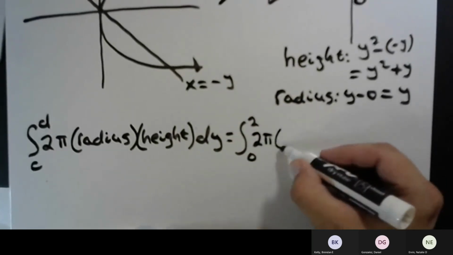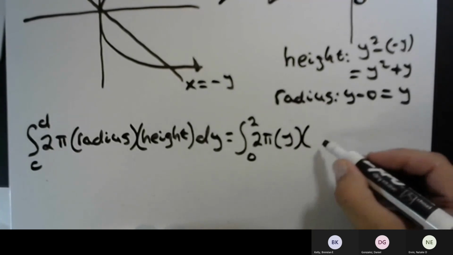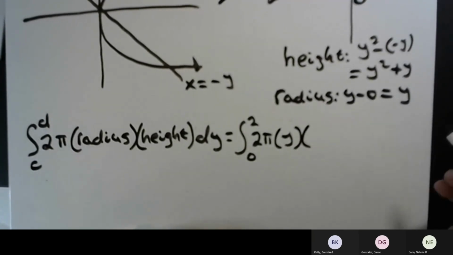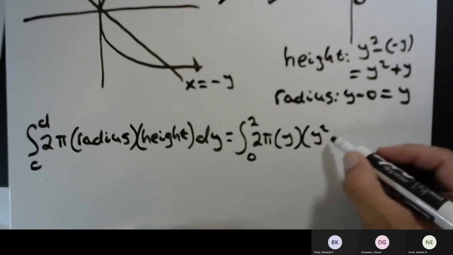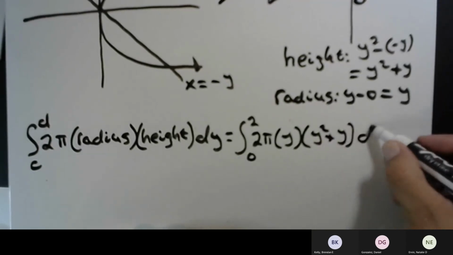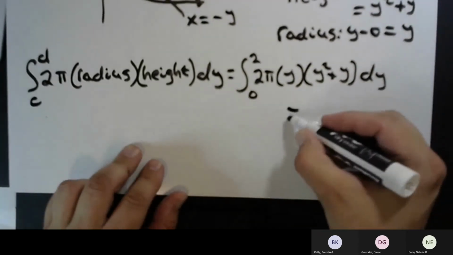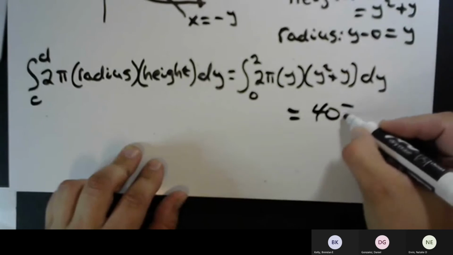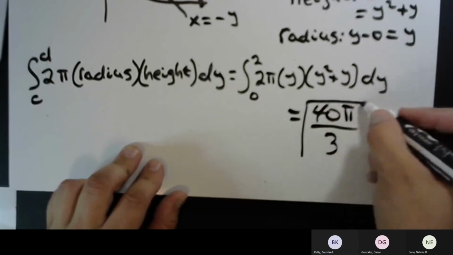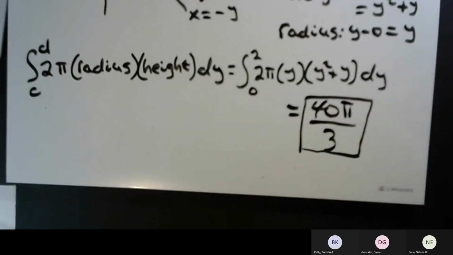Two pi y, and let's see here, y squared plus y dy. If you hammer out the integral, you get 40 pi over 3. Okay, so now we'll do the non-standard one. We'll do rotation around an axis that's not the x or y axis. We'll do that now.